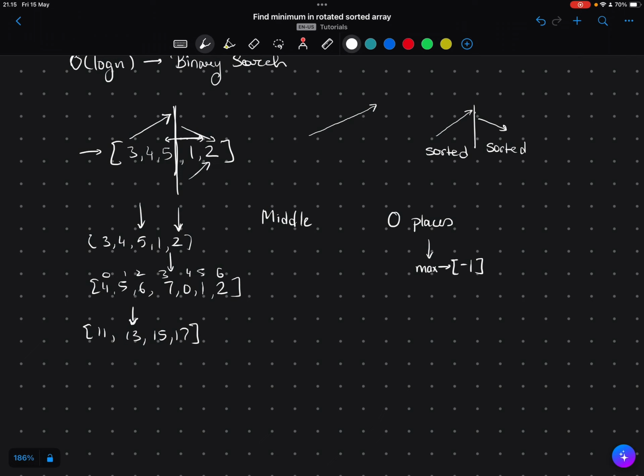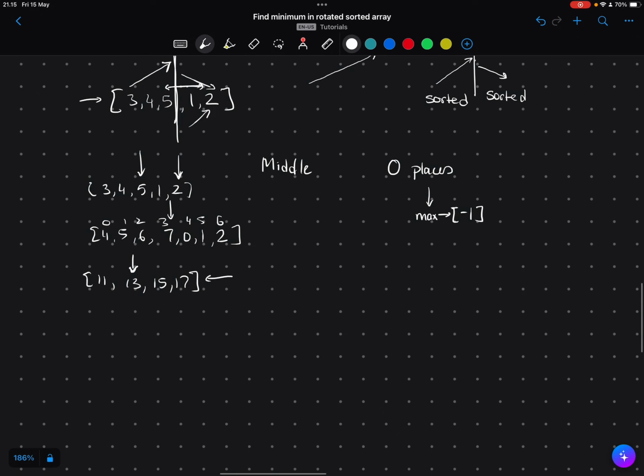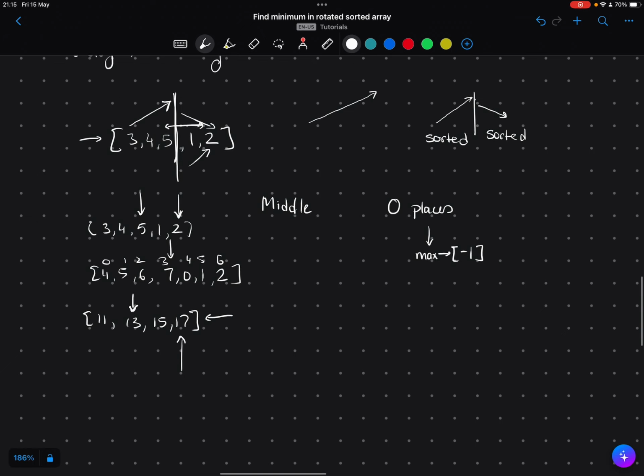So if it is shifted 0 places, like this example over here, then 17 is the maximum that we can find, right? So how do we discern whether we are in the sorting part? Obviously we just check it with the right. So in this case 3 4 5 1 2, we checked it with the right. We saw 5 and 2. That means up until 5 we are sorted, right?